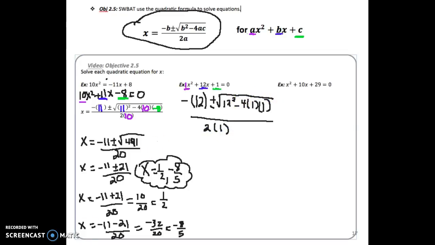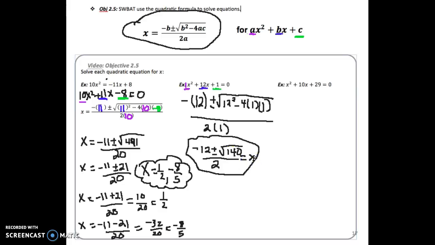Okay, so again, I am always going to start by solving whatever is under the square root. So we have 12 squared, which is 144, minus 4 times 1 times 1, which is 4. So 144 minus 4 gives us 140. So we have negative 12 plus or minus the square root of 140, all divided by 2. The square root of 140 is not a perfect square, so we're going to keep it just like this. And I should say that that is equal to x.